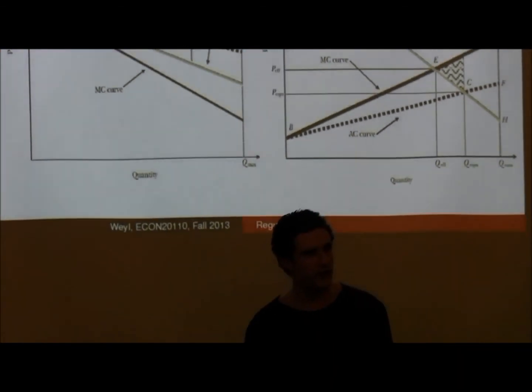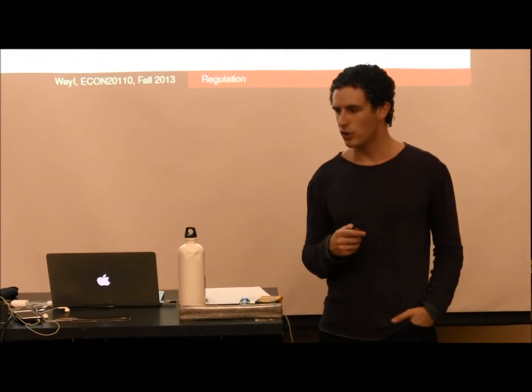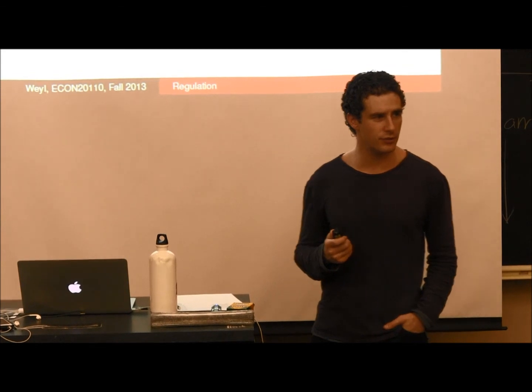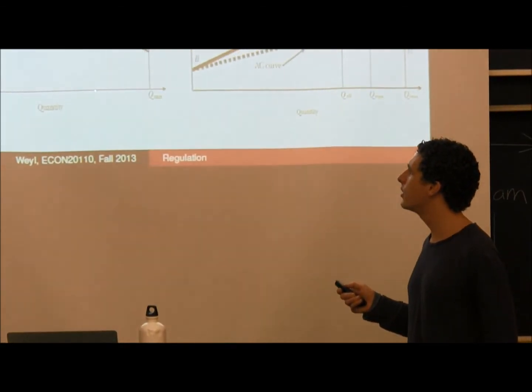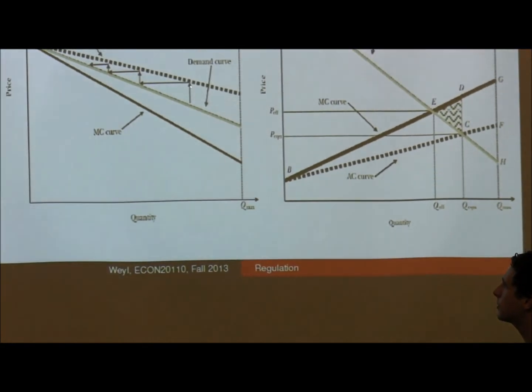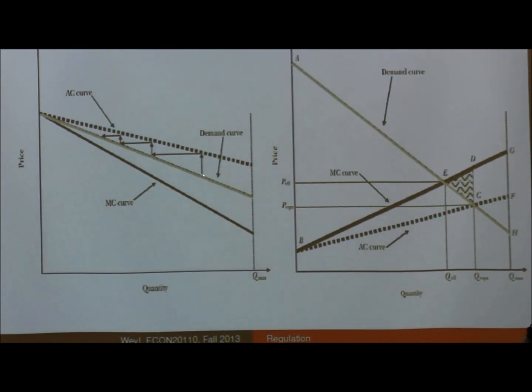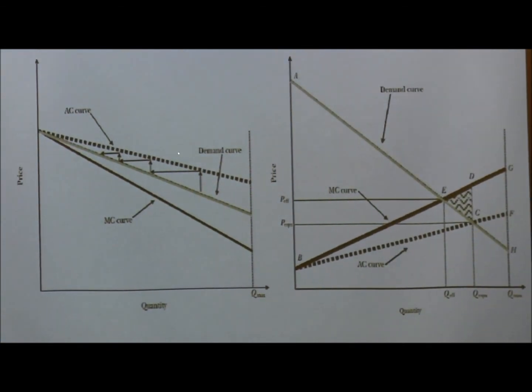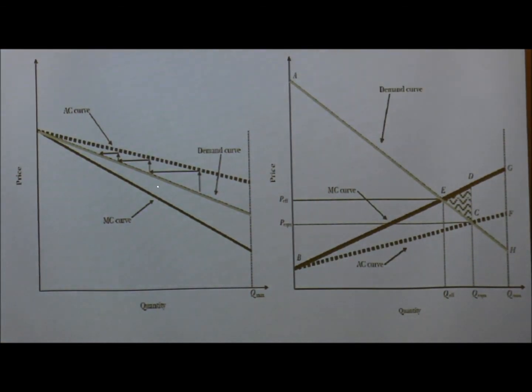So if the average cost curve is above the demand curve, what you get is called a death spiral. So imagine that the quantity in the market were this. Well, then, in order to break even, the firm would have to charge this price, right? But then that would mean that the quantity would be this. But then it would have to charge this price. And so forth. And it collapses down to zero.